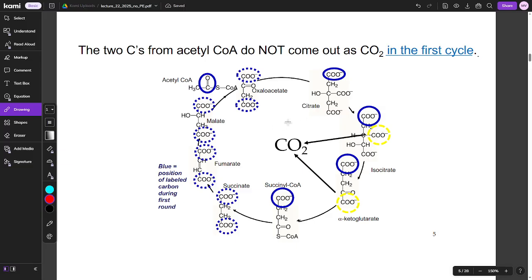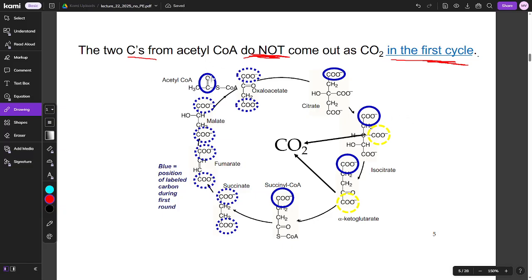So now we're talking about labeling carbons. And labeling carbons is, in my opinion, one of the more difficult aspects of the citric acid cycle, being able to trace carbons throughout the process. The main idea they're trying to get across here is that the first two carbons of acetyl-CoA do not come out as CO2 in the first cycle. They come out in the second cycle.